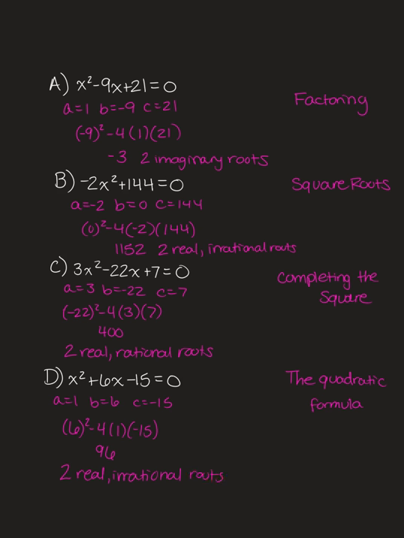Okay, so now that we know what the discriminants are and we know what kind of roots we're going to have, let's match each method to the equation that would work. So right away I look at B. There is no bx term. So that is a perfect match for solving by a square root. Then I look at the imaginary, so A. If I have two imaginary roots, that might be a good match for the quadratic formula.